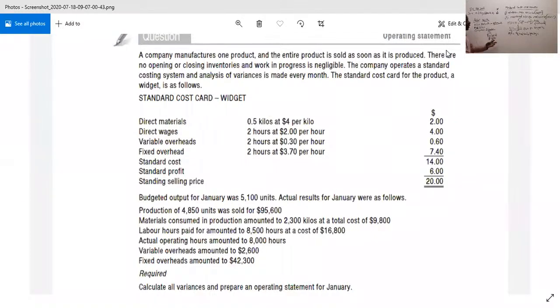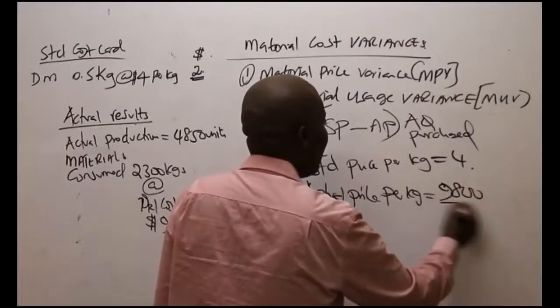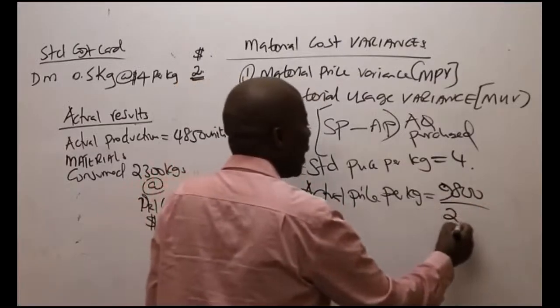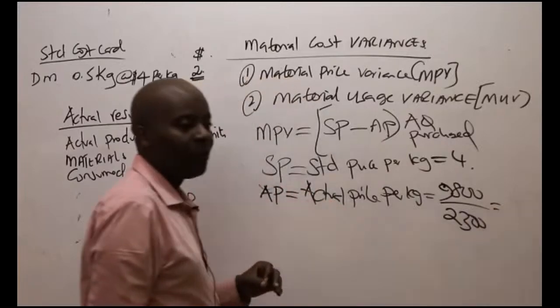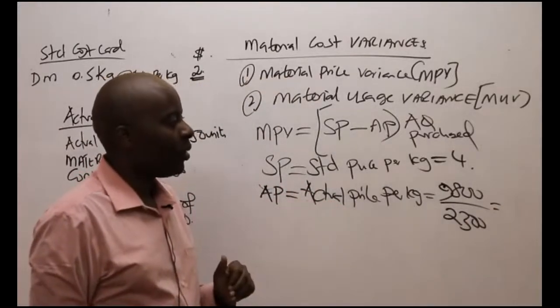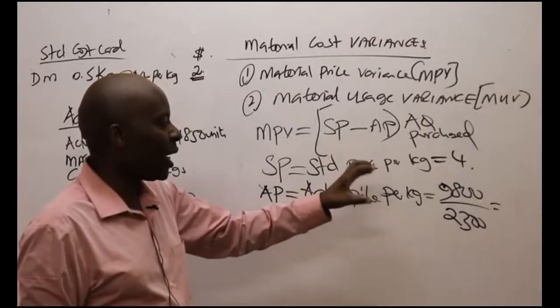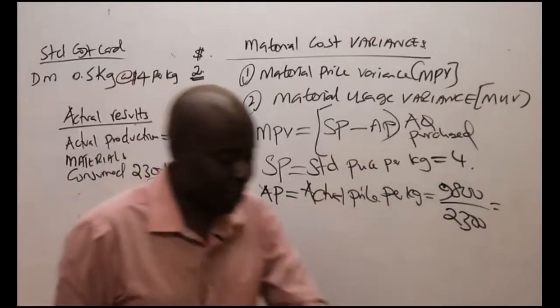So I would want to get the actual price of materials per kilogram from the actual results. In this case, you can see the total cost is 9,800 for procuring 2,300 kgs. Therefore, the actual price per kilogram will be 9,800 divided by 2,300. We don't like getting the decimal. So please come and substitute now the figures that we have here. I can see the standard price.